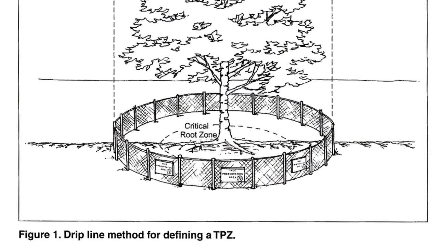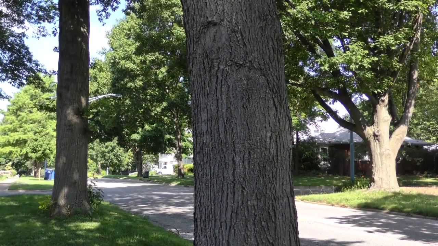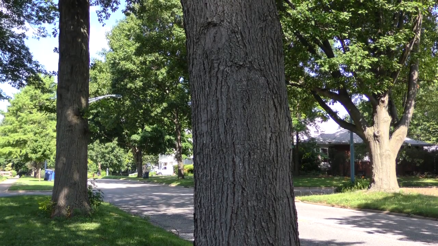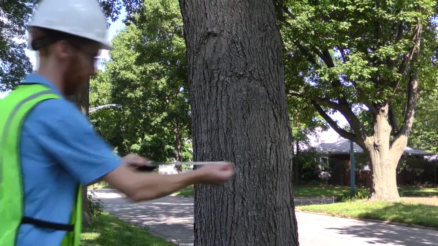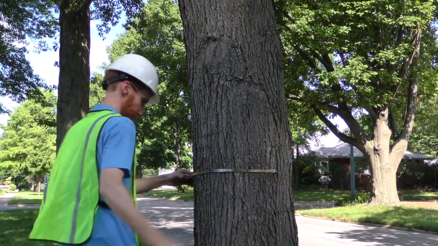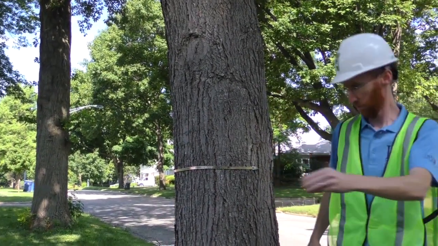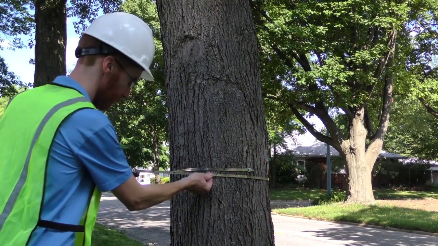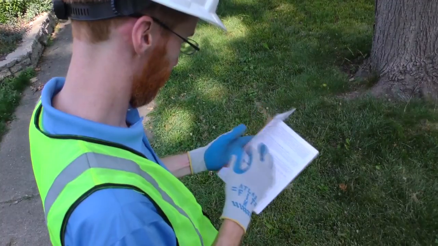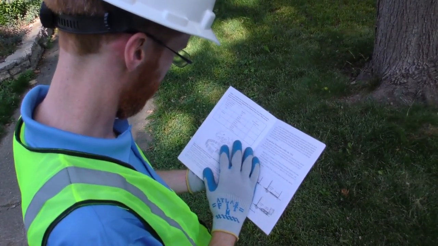For narrow crown trees, young trees with small crowns, or on sites where construction activities require a TPZ smaller than the drip line, the trunk diameter method can be used. For the trunk diameter method, a tree's diameter at breast height, DBH, is multiplied by a protection factor of 6 to 18, depending on the tree's tolerance to construction and its maturity.